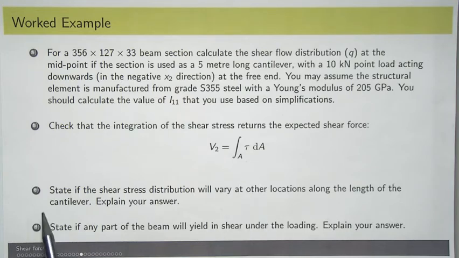Part 3 is just to state whether the shear stress distribution will vary at other locations along the length of the cantilever. Now this is really to make sure that we appreciate that the shear flow distribution, and hence the shear stresses, will vary depending on whether we have different values of shear force from one location in the beam to another. And then the final part is just to state whether the beam will yield under shear.